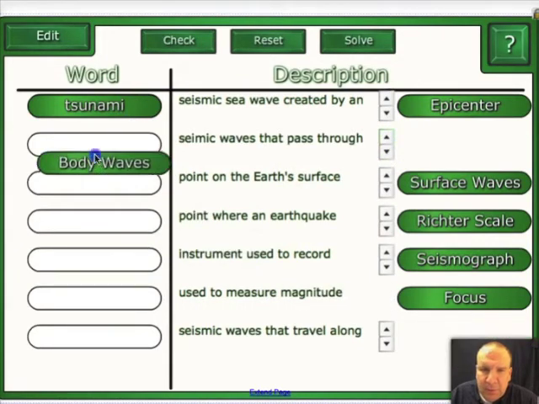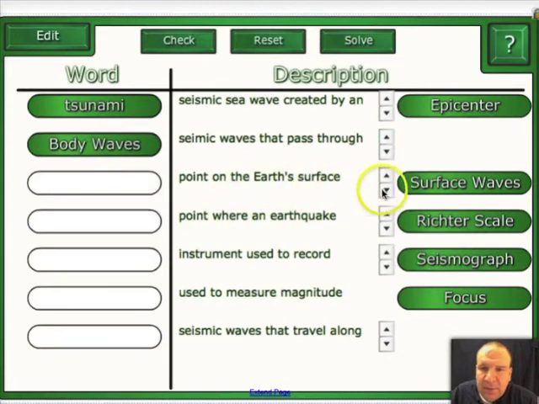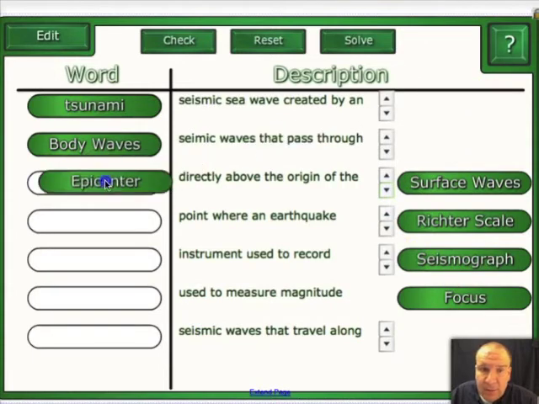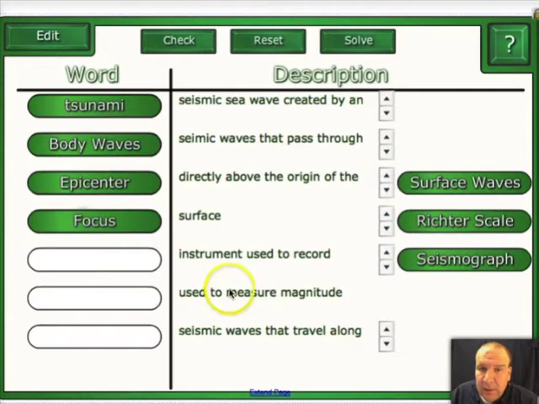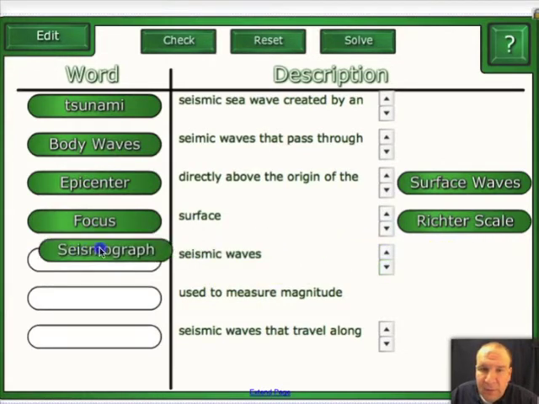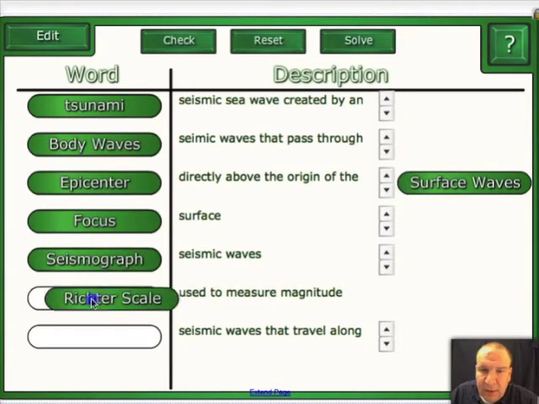Body waves. The point on the Earth's surface directly above the origin of an earthquake, that's your epicenter. The point where an earthquake's energy is released below the surface is your focus. The instrument used to record seismic waves is a seismograph. What's used to measure magnitude is the Richter scale.